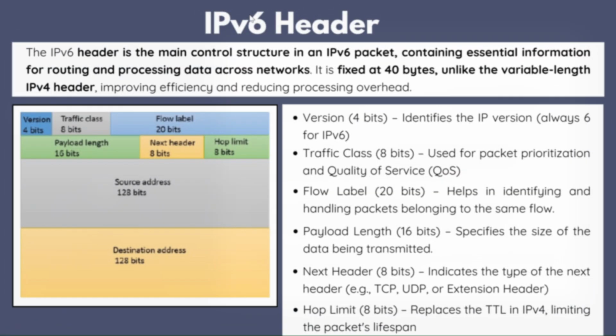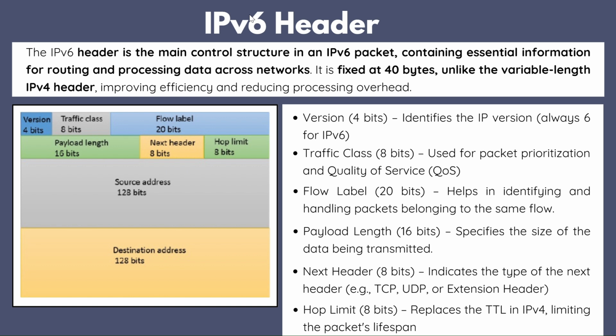Just like the IPv4 header, we should also see the IPv6 header structure. The IPv6 header is the main control structure in an IPv6 packet, containing essential information for routing and processing data across networks. It is fixed at 40 bytes, unlike the variable length in IPv4, improving efficiency and reducing processing overhead. First is version, which is of 4 bits, which identifies the IP version. It's always 6 for IPv6.